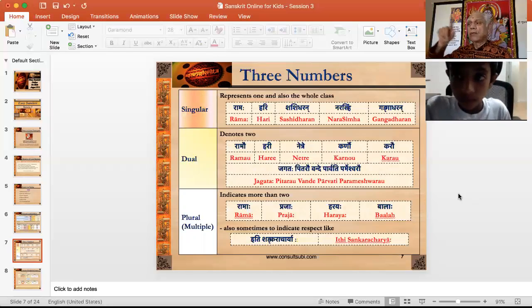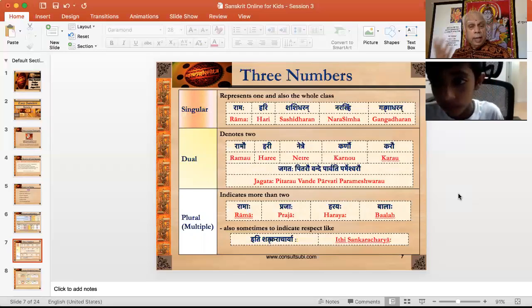If you take another word, for example, Hari, Hari is one person. Hari with a different way of writing it becomes 2. Harayaha becomes more than 2.